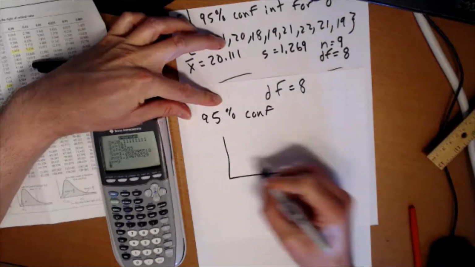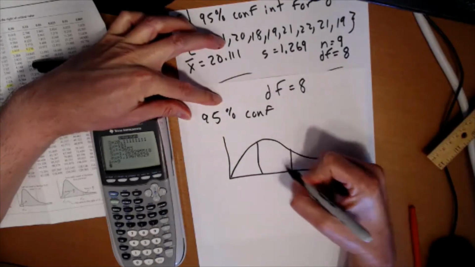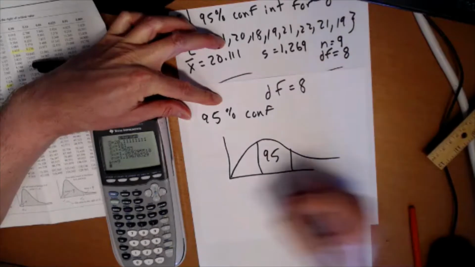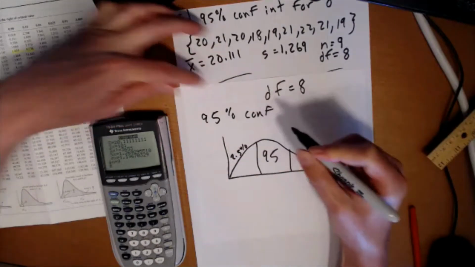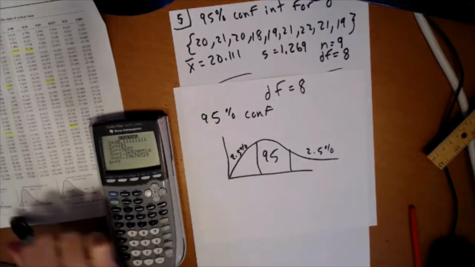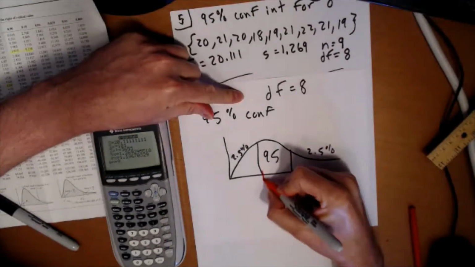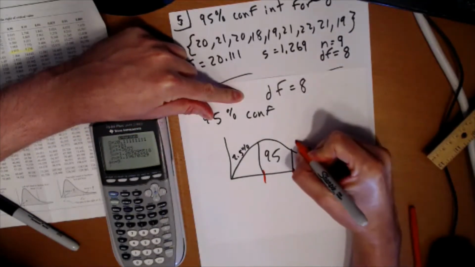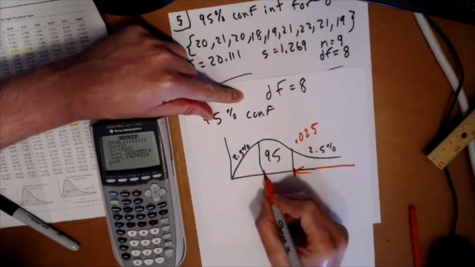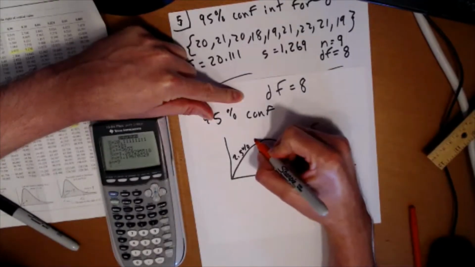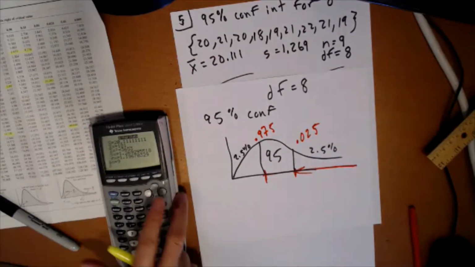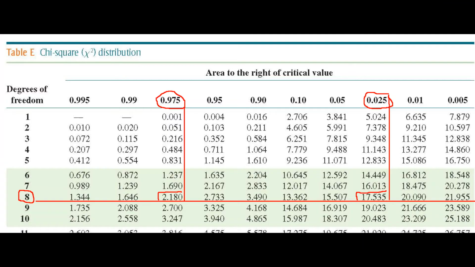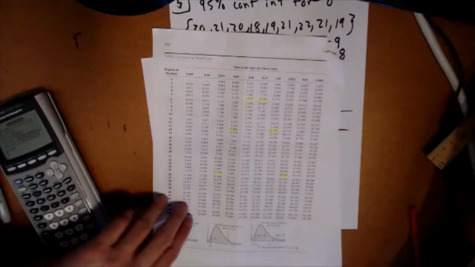Okay, I'm going to draw my picture. 95 in the center. 5% left over, break it in half. 2.5%, 2.5%. So in order to get to this location and then this location, I had to go through 0.025. And to get here, I had to go through the 2.5 and the 0.975. So if I go to my chi-square table, picture should pop up in a second.